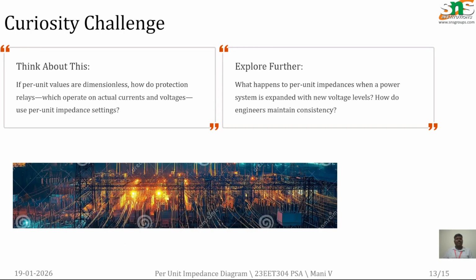So this is a curiosity challenge. What happens to per unit impedance when a power system is expanded with a new voltage level? How do engineers maintain consistency throughout the grid? If you know the answer, you can put it in the comment section.